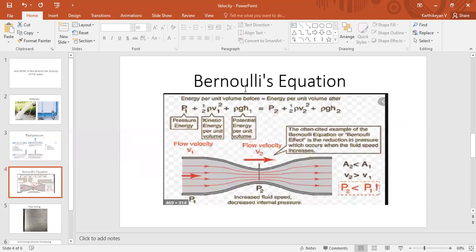Next is Bernoulli's equation. Bernoulli's equation says that if your pipe size increases, the velocity will decrease. If your pipe size decreases, the velocity will increase. So this is what Bernoulli's theorem says about the relationship between pipe size and velocity.